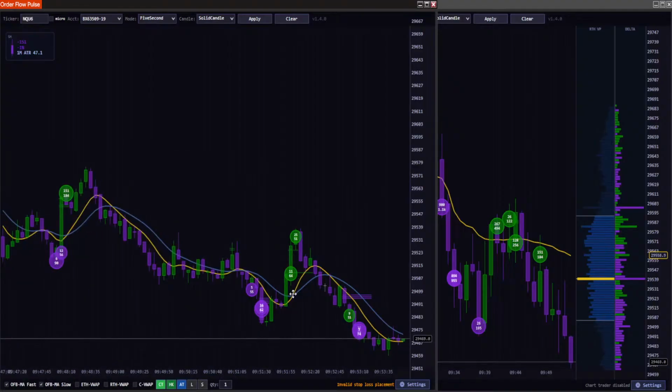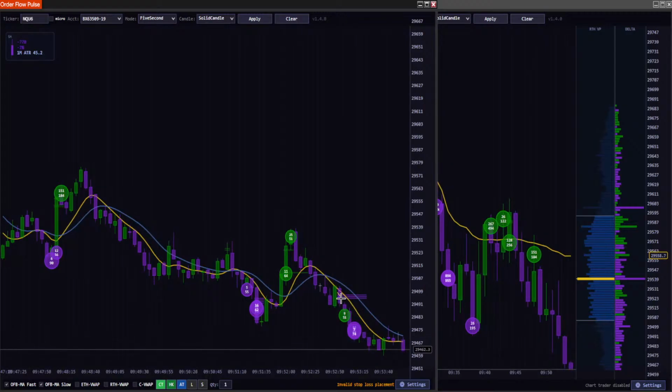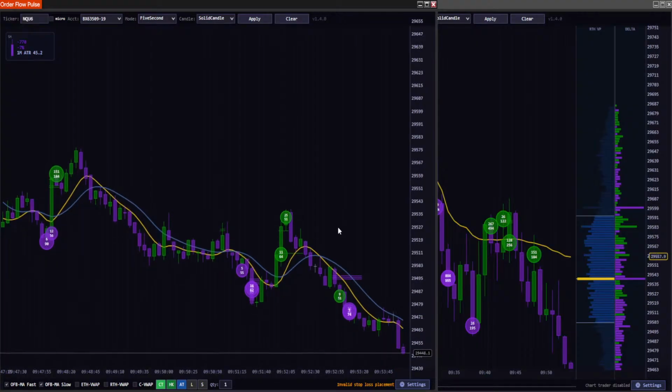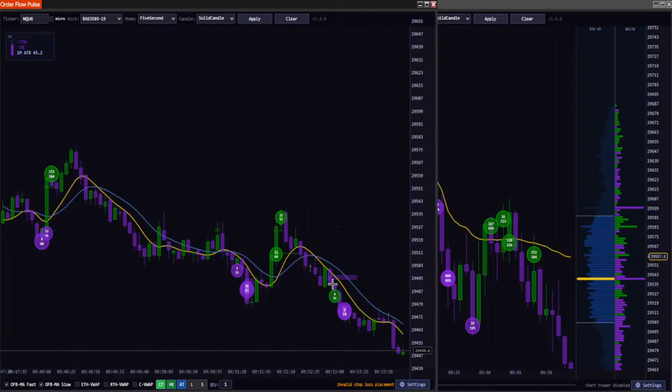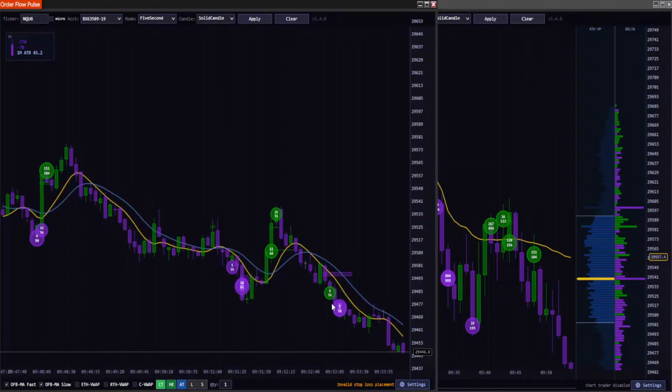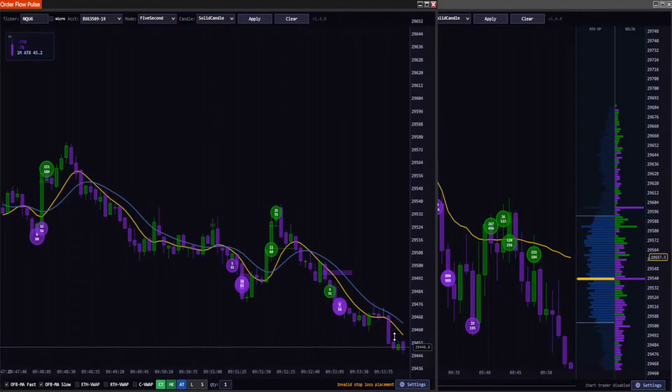This would have been a good one to do. As you can see, the moving averages right here, we had a sell and balance right up in here. We had a sell and balance right there, so you get in on the break of that, and then you just ride it down.